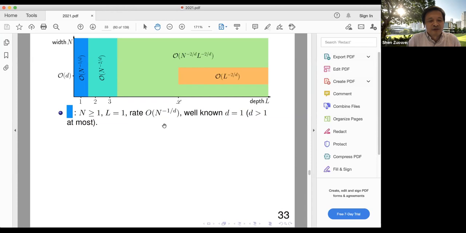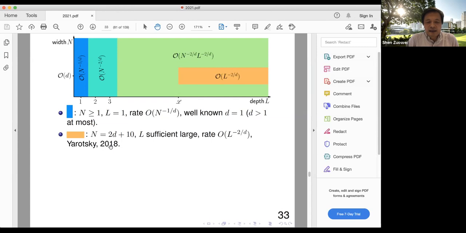But Yarotsky, in 2018, had a paper. He said, okay, if I fix my width at 2D plus 10, where D is your dimension, then I have a rate, but the rate is asymptotic. If your L is big enough, you have a rate. You need sufficiently big L to have that.